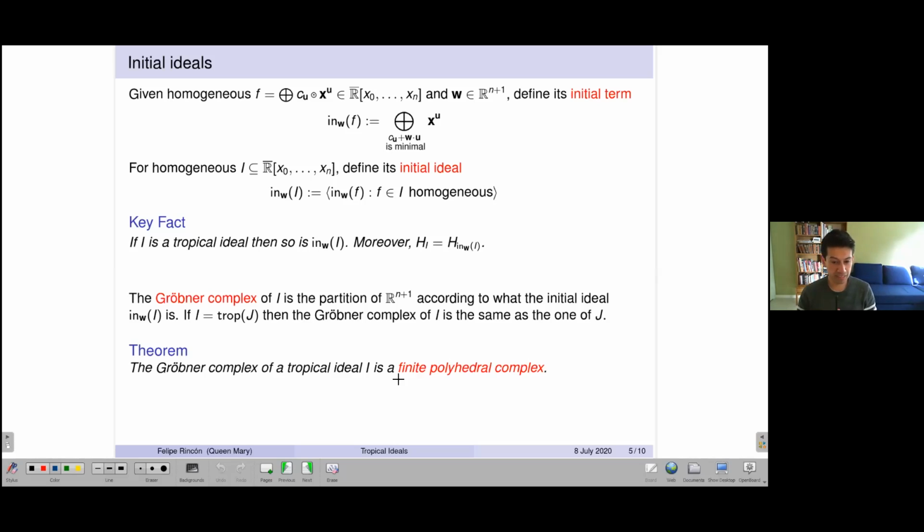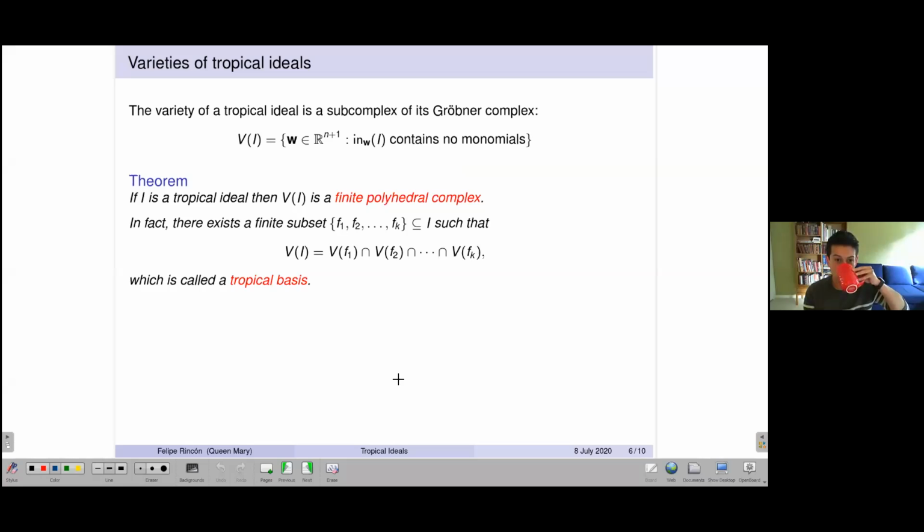And the mini exercise is going to ask you to compute the Grobner complex of that non-realizable tropical ideal. That's not as difficult as it sounds because the ideal has very simple generators in low degree. So we have initial ideals for tropical ideals. We have a Grobner complex, which is a finite polyhedral complex, just as for classical ideals. That's all very good news. This we all like in tropical geometry. And now let's move on to discuss varieties of tropical ideals.